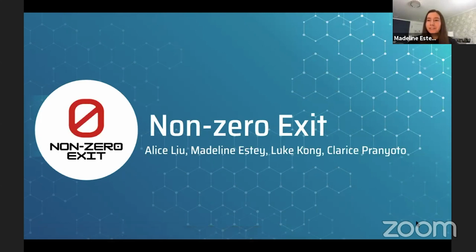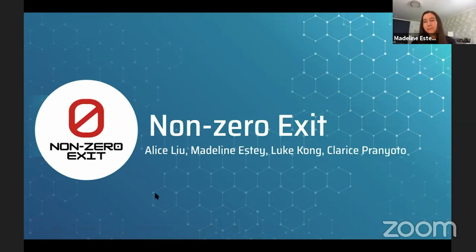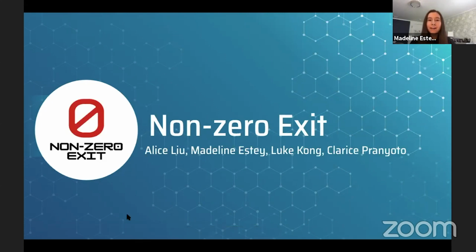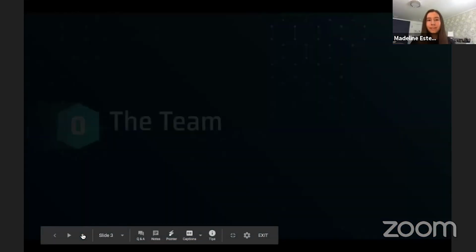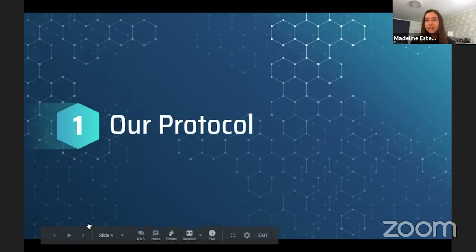Okay, so hello everybody. This is a presentation for Team Non-Zero Exit. Our team name was definitely inspired by one of the errors that we faced a lot early on in the 4 weeks. We did a lot of problem solving, but also ran into a lot of issues throughout the program, so we thought it was a pretty fitting name. My name is Madeline, and our other teammates are Alice, Luke, and Clarice. And these are just the postcards that we made. We won't go too much into that right now.